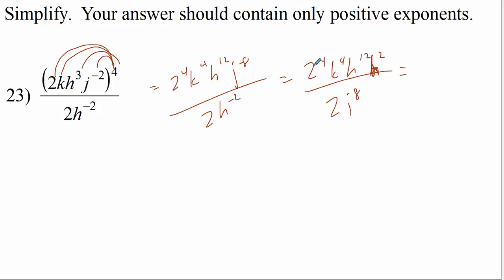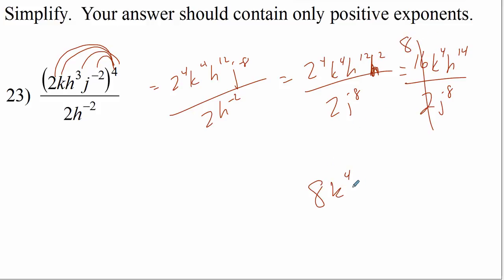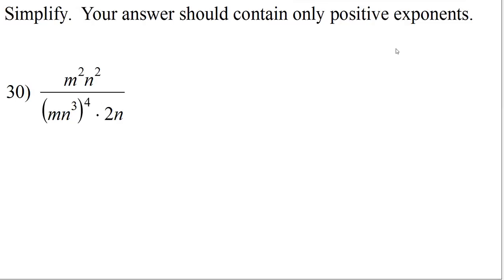Now let's combine. 2 to the 4 is 16. K's can't do anything with. K to the 4. H's, 12 and 2 make 14. Over 2j to the 8. Can't do anything with the j's. 16 and 2 becomes an 8. So your answer, 8 k to the 4 h to the 14 over j to the 8. There's your answer there. All right, this wraps up this video.